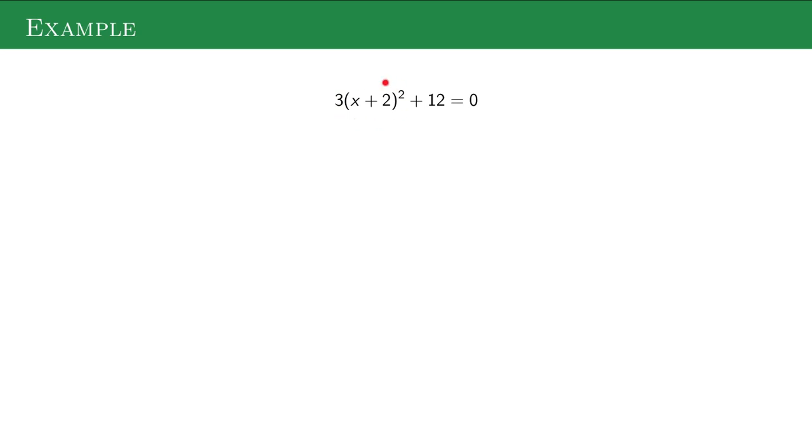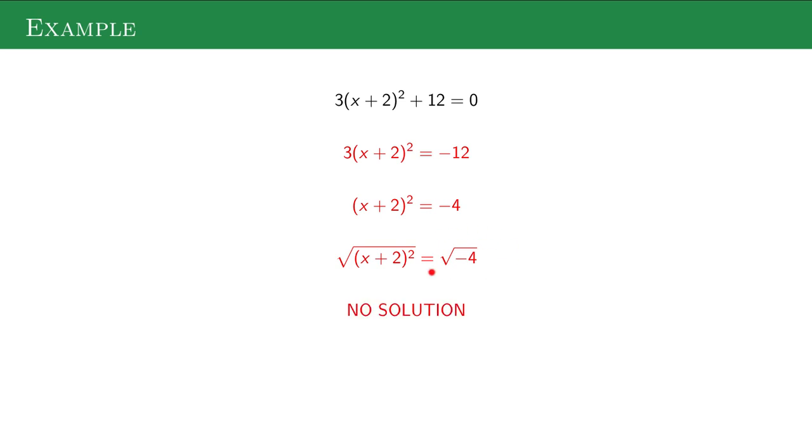All right, in this example, same thing. I get the thing being squared by itself, so I subtract 12. I need to get rid of this 3, so I divide by 3. And now I have the thing being squared by itself, so I take the square root. These are going to cancel, and I get the square root of negative 4. But the square root of negative 4, we talked about in the domain video, doesn't make sense, so we just get no solution because you can't take the square root of a negative.